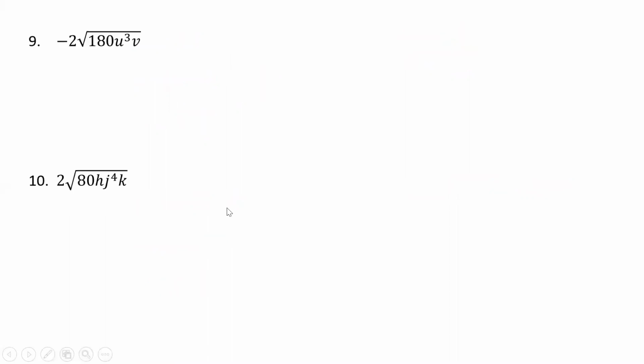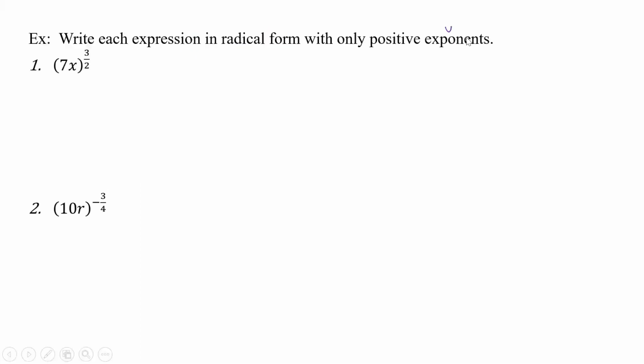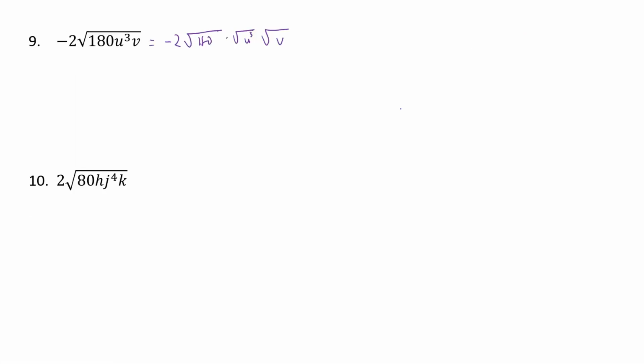Let's look at a couple more here. All right, so here we have a negative 2, then we have the square root of 180, the square root of u cubed, and the square root of v. Now that's u cubed.